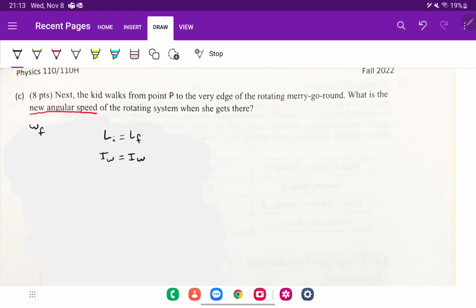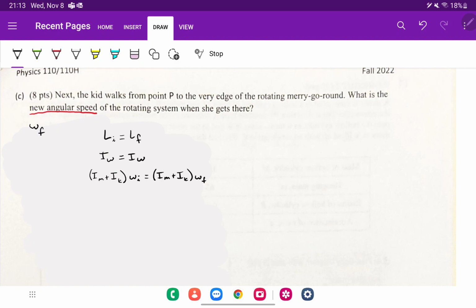But we know it's not just I, because in parts A and B we saw that I has to account for both the merry-go-round and the kid, or one or the other. In this case, the kid is on the merry-go-round the entire time. So our I in both the initial and final will be I of the merry-go-round plus I of the kid. So I'm going to write that out. Plus I of the kid, omega final.